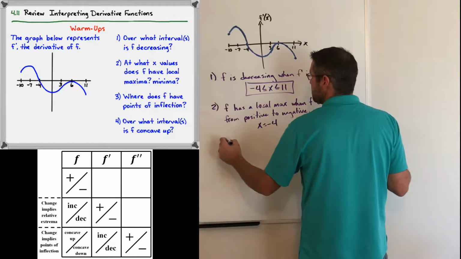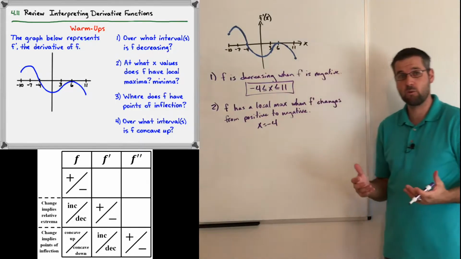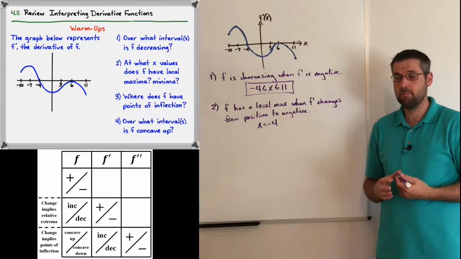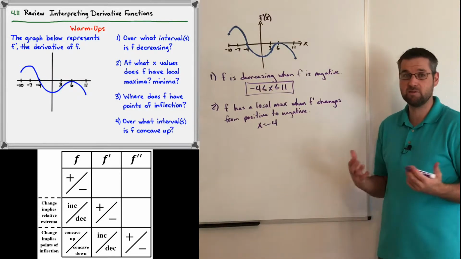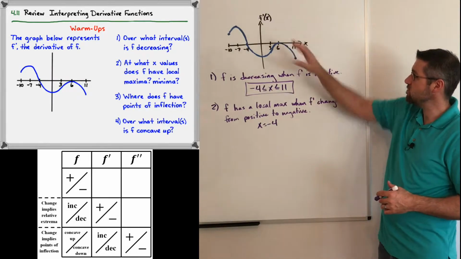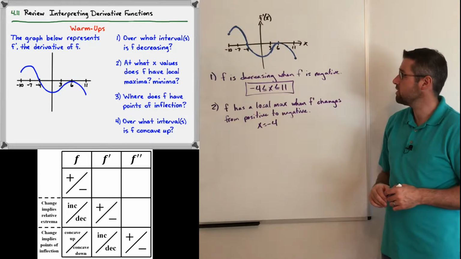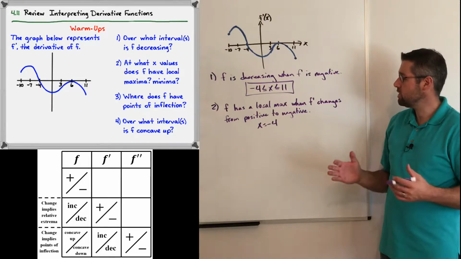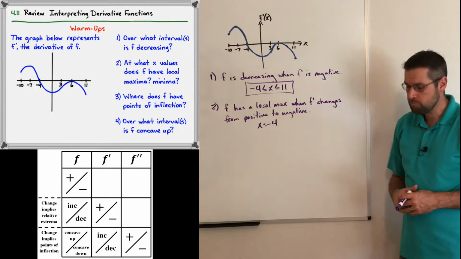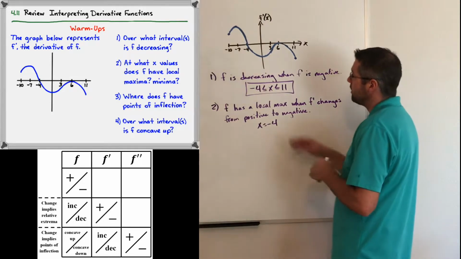which would imply when x equals -4, okay? And then f has a local minimum the other way. F has a local minimum when f prime changes from negative to positive. Well, f prime doesn't change from negative to positive anywhere in this graph, so there is no local minimum in that regard. But now I want to look at endpoints here.